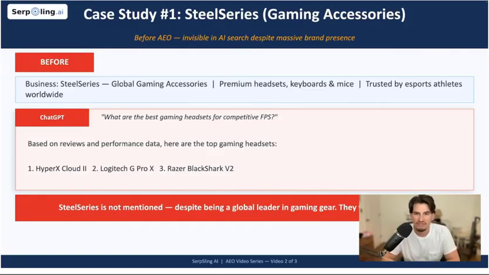Case study number 1, SteelSeries, which are in the gaming accessories niche. Okay, before AEO, they were invisible in AI search despite having a massive brand presence. If you went to ChatGPT and typed in what are the best gaming headsets for competitive FPS, based on reviews and performance data, here are the top gaming headsets. It was HyperCloud, Logitech, and Razer Black Shark. Okay, SteelSeries is not mentioned despite being a global leader in gaming gear. They were invisible to AI.